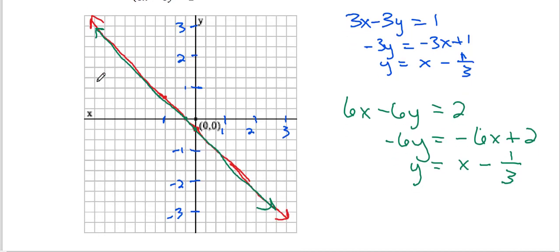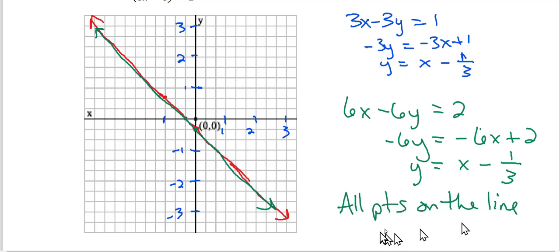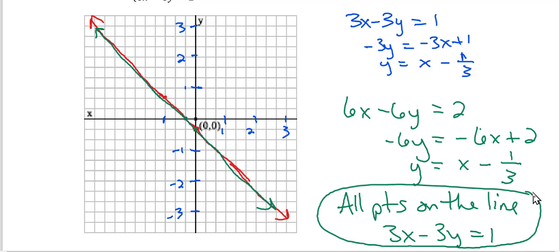And the answer to that is, where do they intersect? All points on the line 3x minus 3y equals 1 are solutions to this. Or you could write 6x minus 6y equals 2 in there. They're the same line. It doesn't matter. So every point. That means this has infinitely many solutions. What I don't want you to do is say all real numbers are solutions, because that's not true. This point out here, not a solution, right? It is just the ones that are on the line.